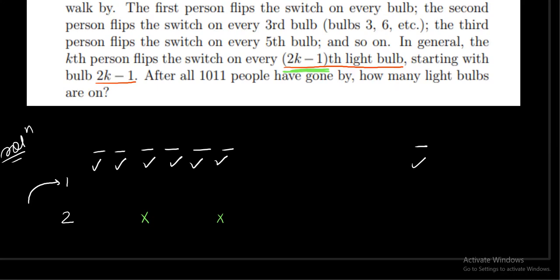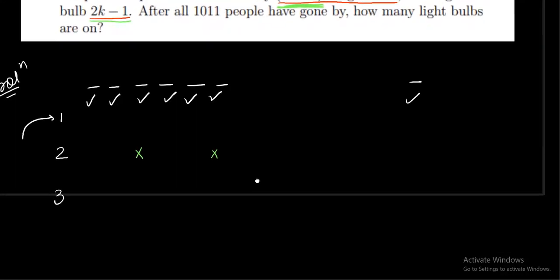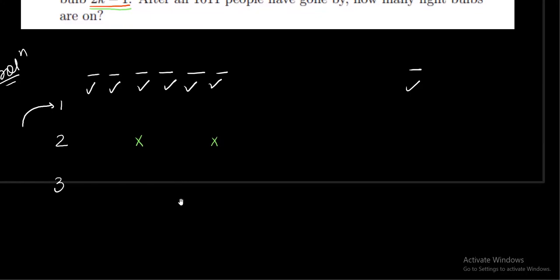Then comes the third person. He's going to start with the switch at the 2k minus 1 position. What is the bulb at that position? Because k is 3 now, he's going to start with the fifth bulb and change the position of its switch. Right now the fifth bulb is on, so the third person will switch it off. Then, coming to the 10th bulb, he is again going to change its position. Because the second person was switching off the multiples of 3, and 10 is not a multiple of 3, it was still switched on. So the third person switches off this bulb, and he keeps on doing it like this for every fifth bulb. That means all the multiples of 5 will be operated by this particular person.